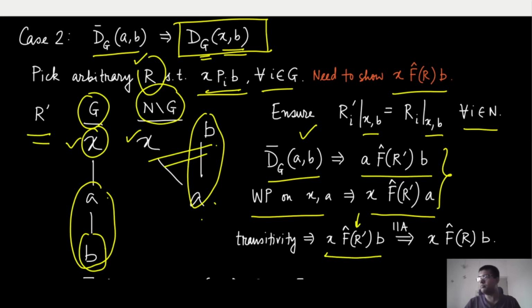Now R prime and R maintain the same relative ordering between X and B, and because X is strictly preferred over B in this case, IIA should imply that X must be above B even in R. So that essentially proves that G is decisive between X and B. So this proves case 2.